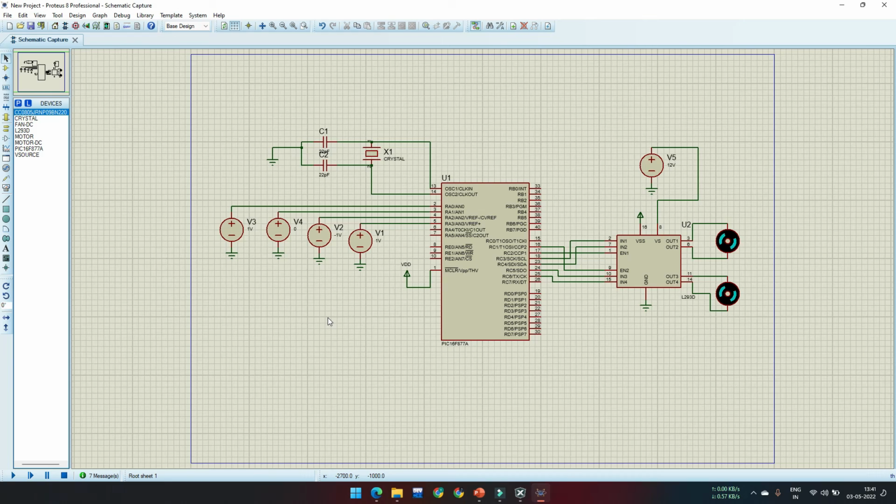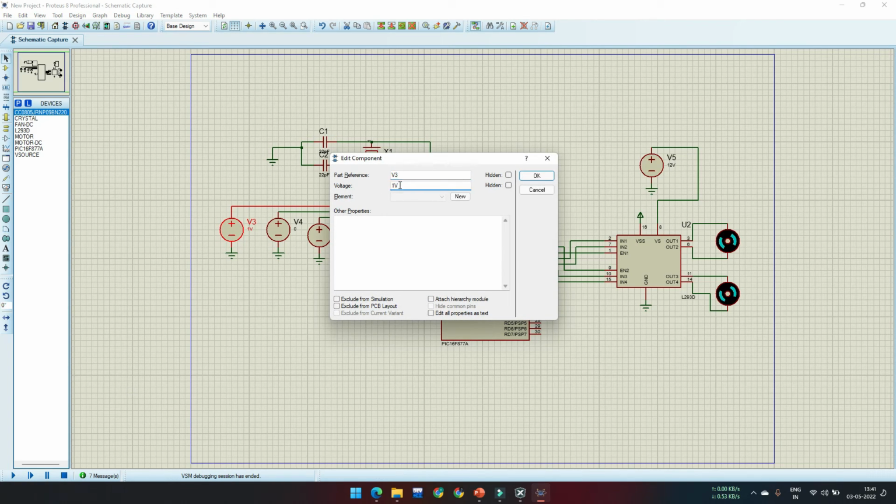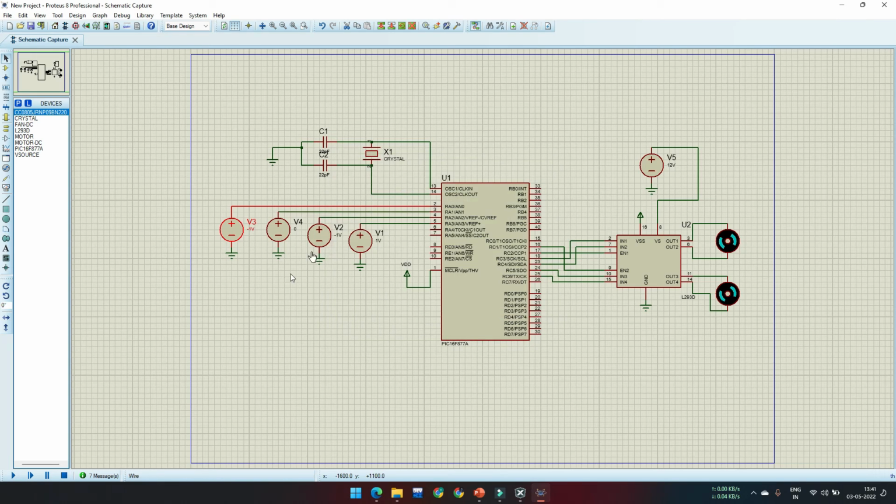So here is the Proteus simulation. If we want our vehicle to move in a straight line in the forward direction, then we can command linear velocity as maximum voltage and the angular velocity as 0 voltage. So both the motors will move in the same direction with the same speed. Similarly, if we want our vehicle to move in the backward direction, then we can command the maximum negative velocity and the motors will move with the same speed in the opposite direction.